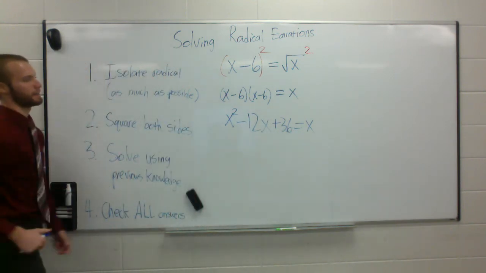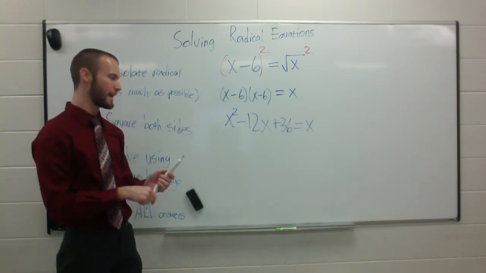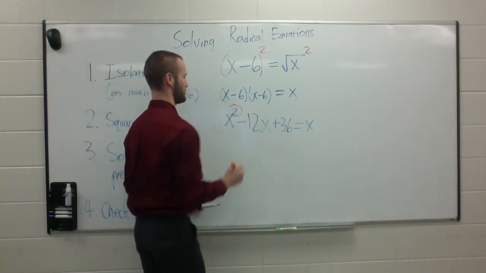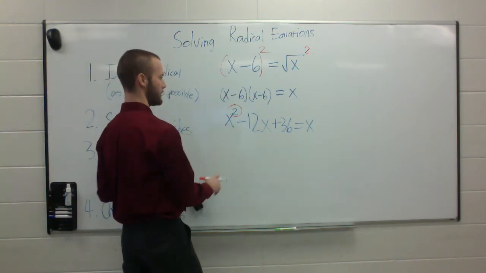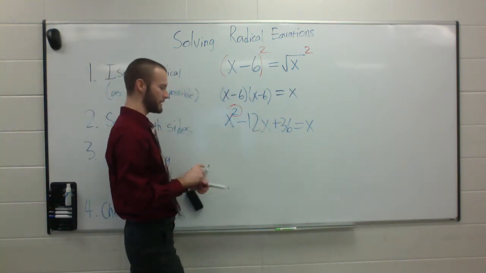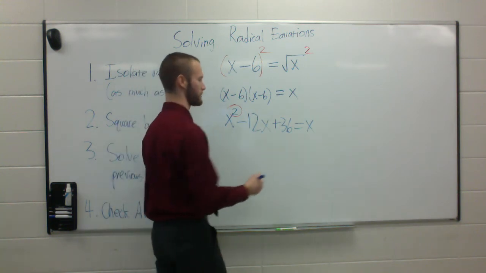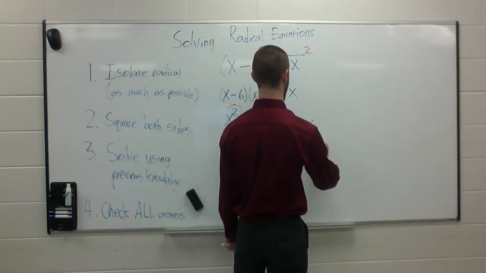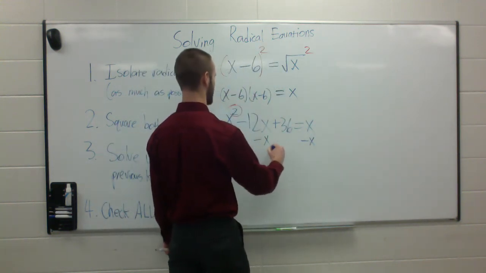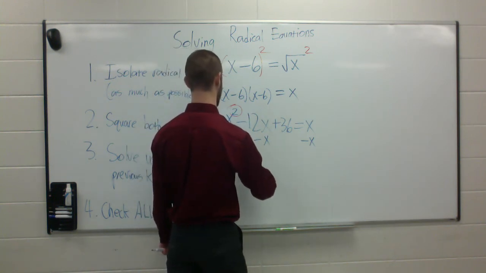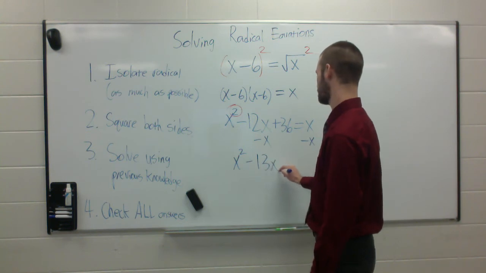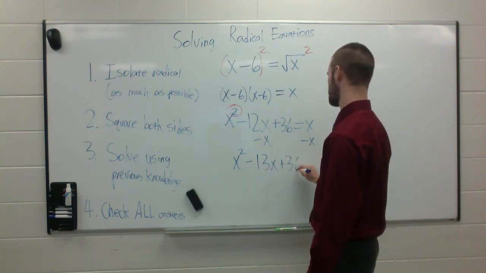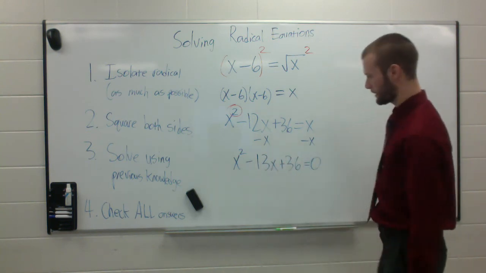Solve using previous knowledge. Well, what type of equation do we have here? I know y'all just yelled at your screen. You said quadratic all together. I could hear you. So, we have a quadratic, which means we need to set this equal to 0 in order to solve it. So I'm going to subtract my 1x off of both sides. So now I have x squared minus 13x plus 36 equals 0.